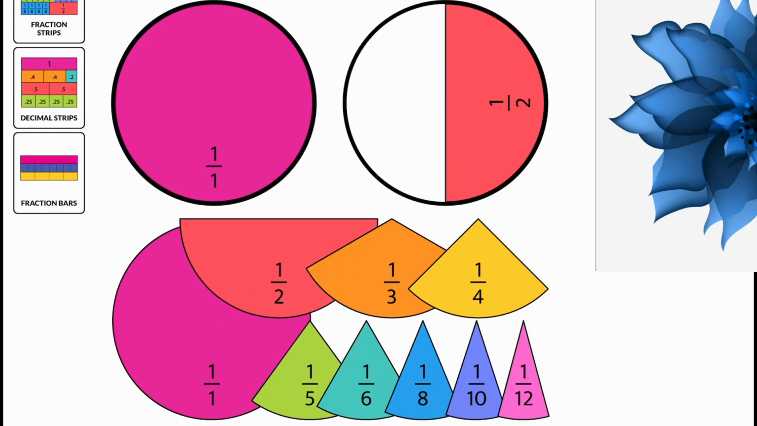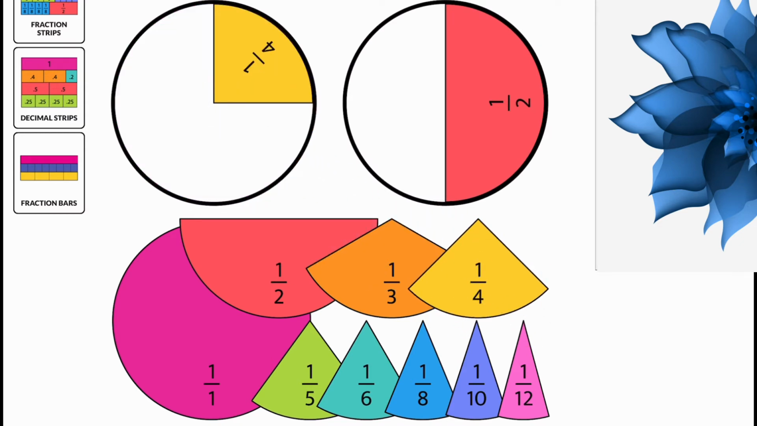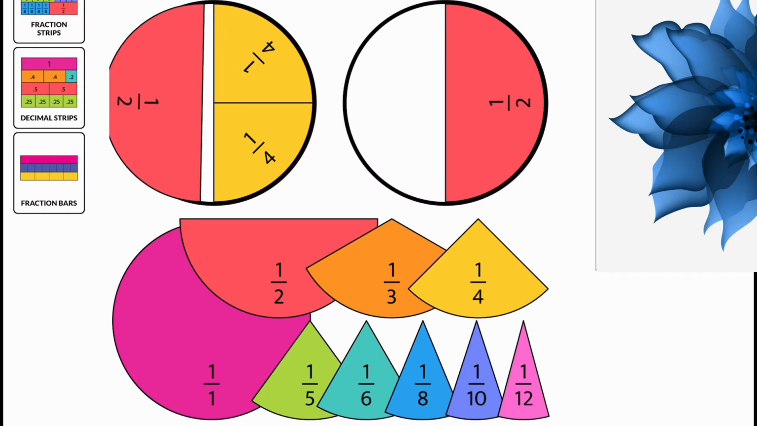Here is a half. How many quarters do you think I need to make one half? I need 2 quarters to make a half. 2 quarters are the same size as a half. They are equivalent fractions. We need to be using our knowledge of halves and quarters later in the lesson.